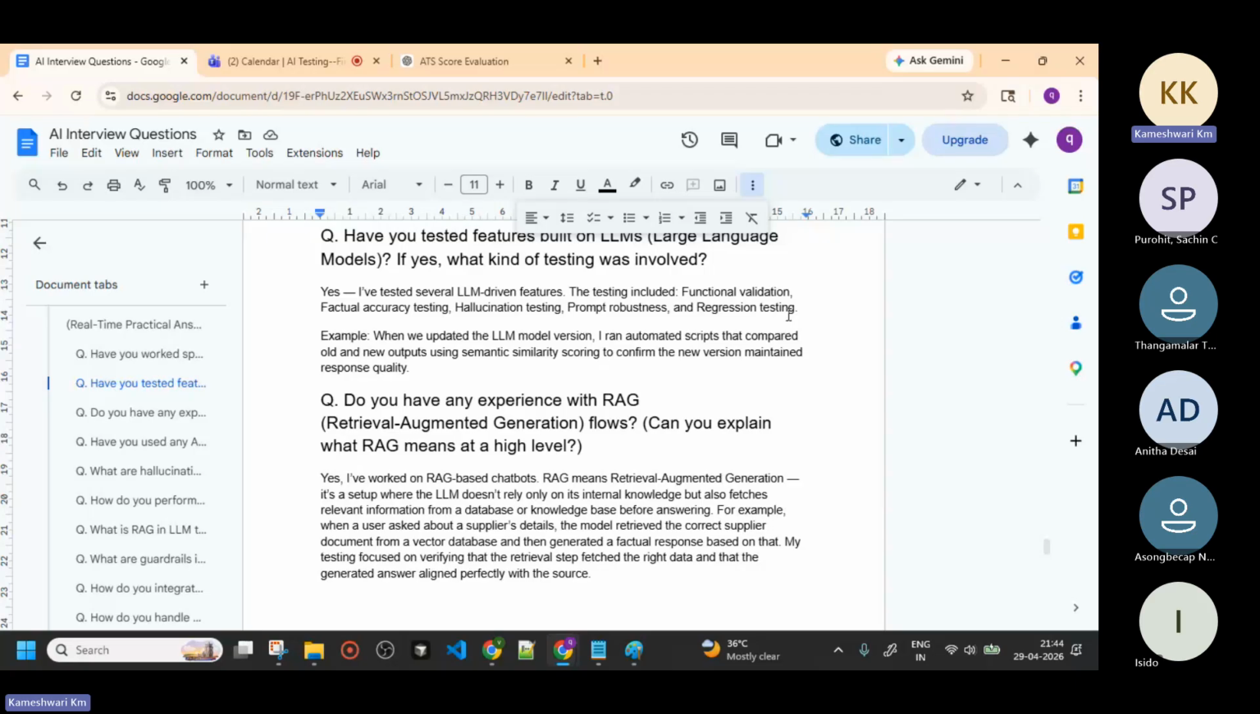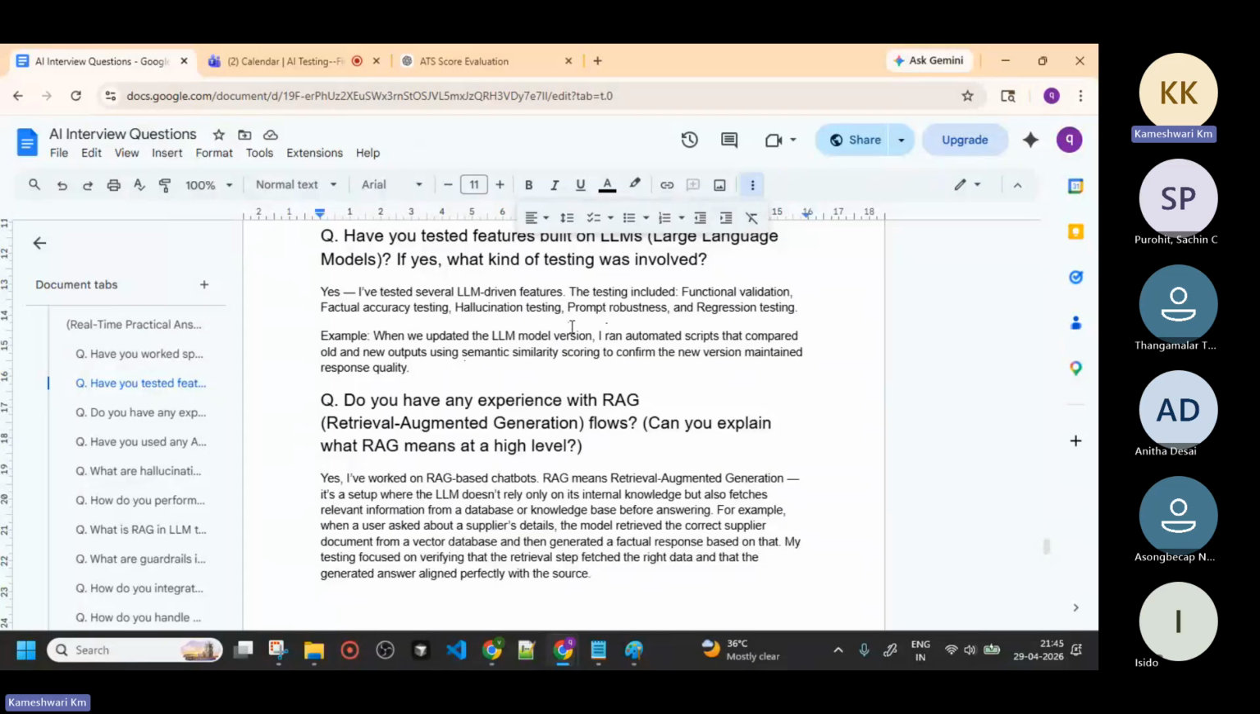Prompt testing is the heart. After that, you will do hallucination testing. Then only you will go for LLM and RAG. These are the step-by-step process. When we update the LLM model version, I ran automated scripts that compared old and new outputs using semantic similarity scoring to confirm the new version maintained response quality.